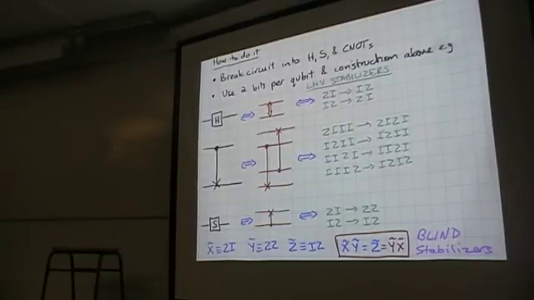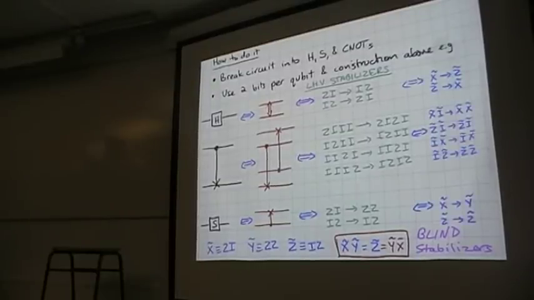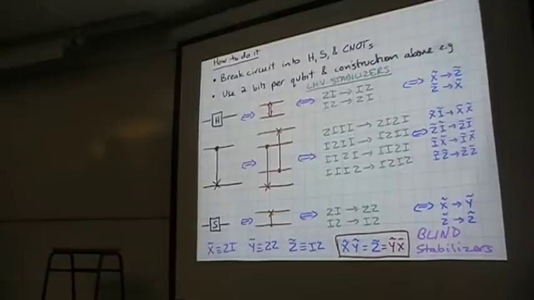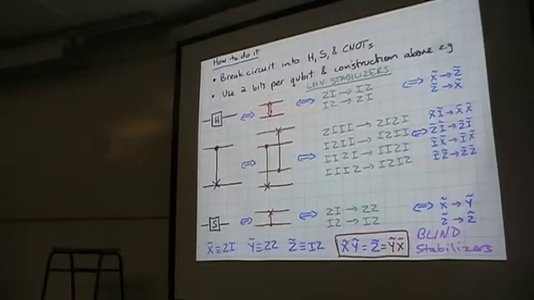Alright, so if you take these blind stabilizers, then you notice the following, that this relationship here takes x tilde to z tilde and z tilde to x tilde. That's what the action of this gate does. And that's actually what a Hadamard gate does. A Hadamard gate conjugates x to z and z to x. Similarly, if I go through the blind stabilizers for a two qubit CNOT gate acting on x identity, z identity, ix and iz, it would give out the same relationships but just without the tildes.